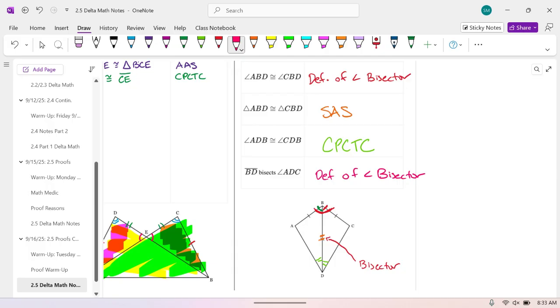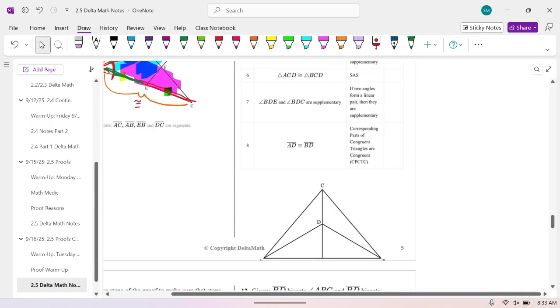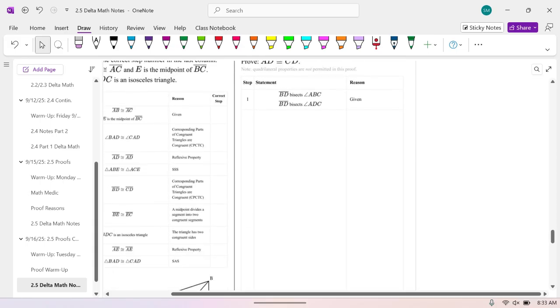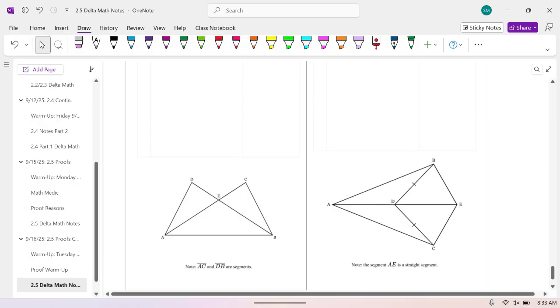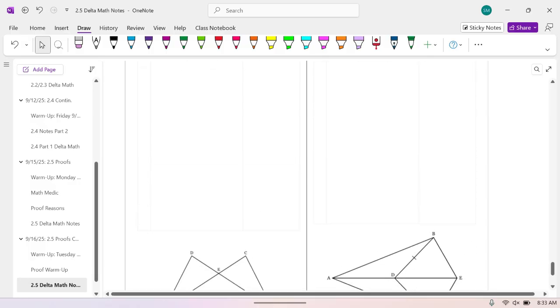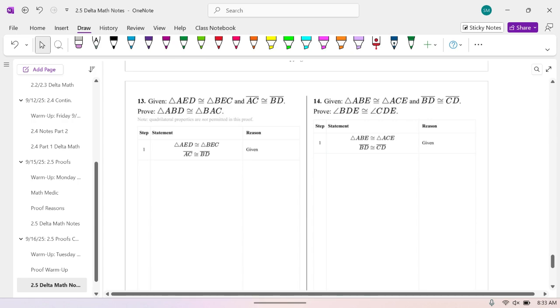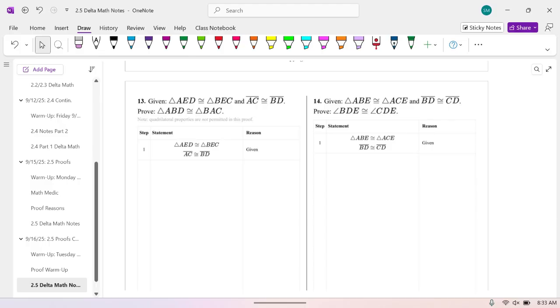Do you guys want me to do one more proof together? Particularly hard one. All right. Let's try. Let's do 13. All right. So they're saying triangle AED is congruent to triangle BEC, and AC is congruent to BD. And they want us to prove that triangle ABD is congruent to BAC.